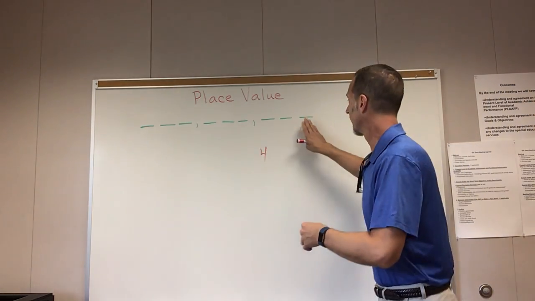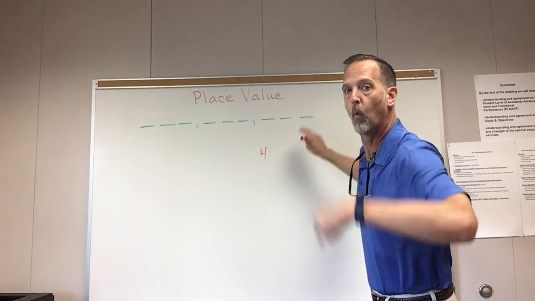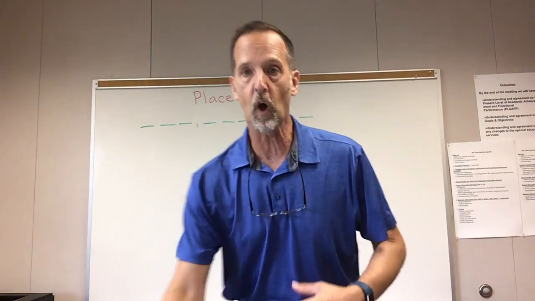If you put it all the way over here on the right-hand side, you know what it is, it's the ones place. It means we're talking about 4 of these things right here. 4 of these ones units, okay? So in the ones place, 4 has a value of 4 of these.